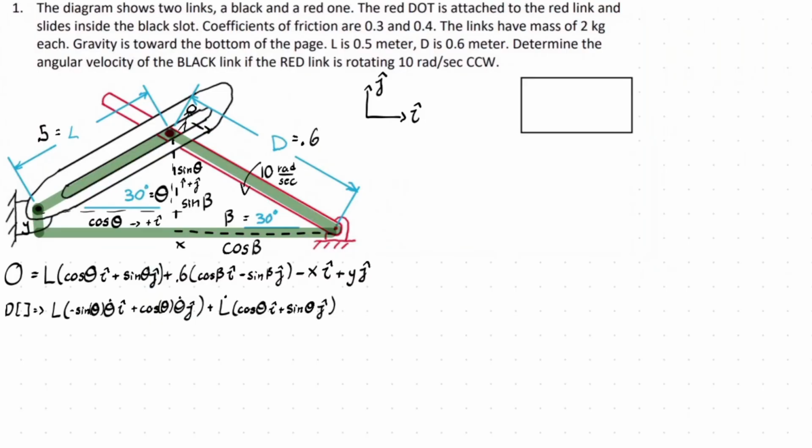The next term, I'm going to do the term with the 0.6, take the derivative of that. When I do that, that constant multiple stays as is, so 0.6 times the derivative of whatever is in that parentheses. Again, derivative of cosine is negative sine, so I'm going to do negative sine of beta times beta dot. And then that's in the i component. And then minus sine, so derivative of sine is cosine, so this is still minus cosine of beta times beta dot in the j direction.